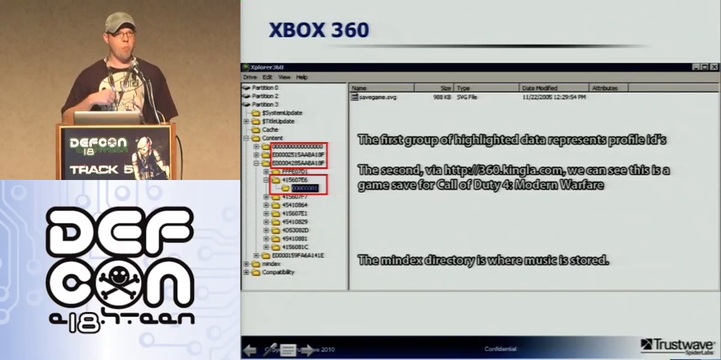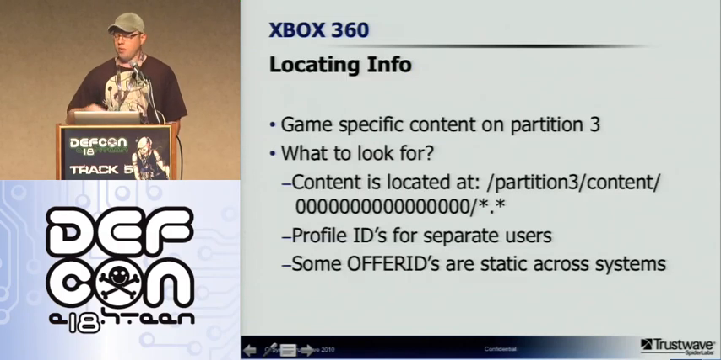Now, this would be useful more along the lines of a criminal investigation. If you were doing a kiddie porn case, images are going to be stored there. You're going to be able to find them. You can just parse them out. It's really, really simple. You can use tools like Foremost or any other forensic file carving utility to do this. Again, this is locating the information. Most game-specific information is going to be in partition 3.